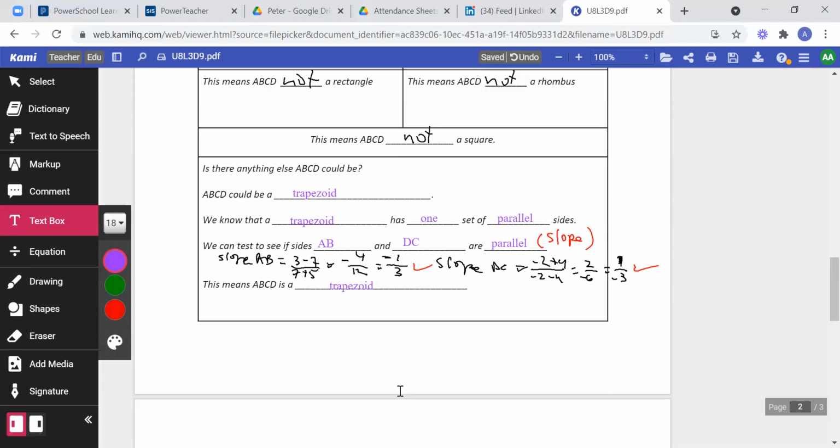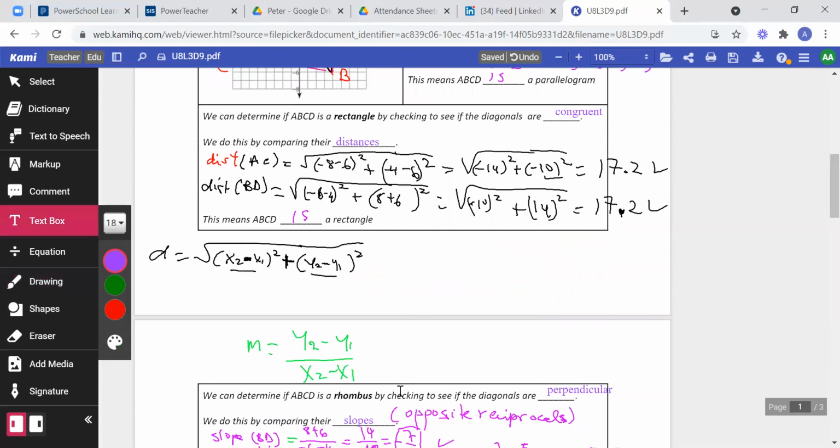Oh, it was a long one anyway. But whatever we needed to learn today is to see on a coordinate plane if a quadrilateral is a parallelogram. You need to check the midpoints of the diagonals, okay? If they have the same midpoint, that means that quadrilateral is a parallelogram.